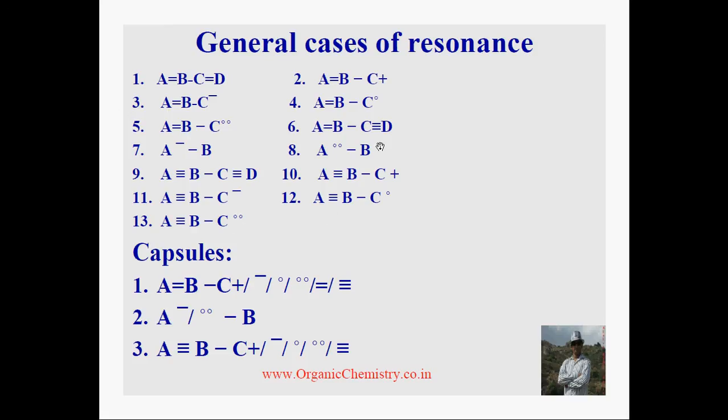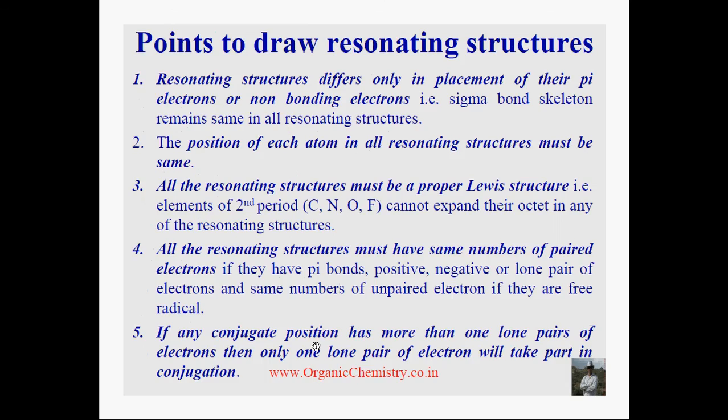If we carefully analyze all the 13 cases, we find that A double bond B is common, C has either positive charge, negative charge, free radical, lone pair, double bond, or triple bond, and A has either negative charge or lone pair, and B has positive charge. A triple bond B, C have either positive charge, negative charge, free radical, lone pair, or triple bond. These are the cases.